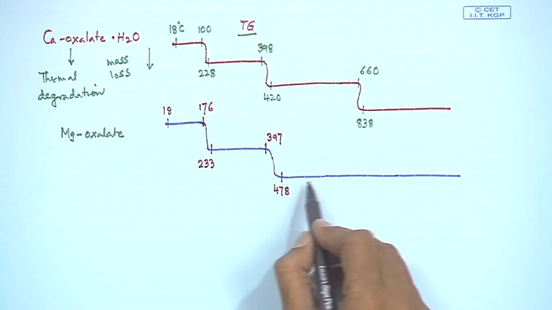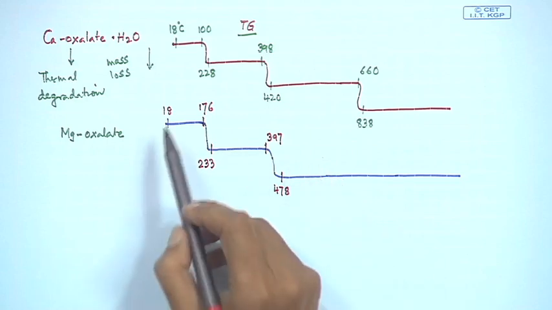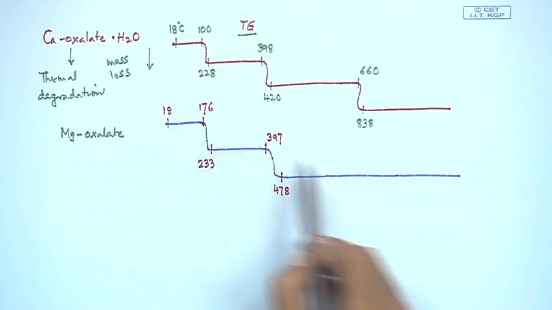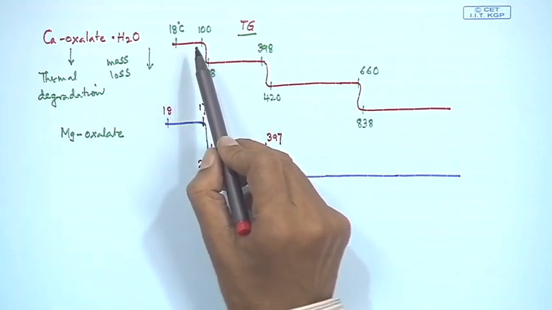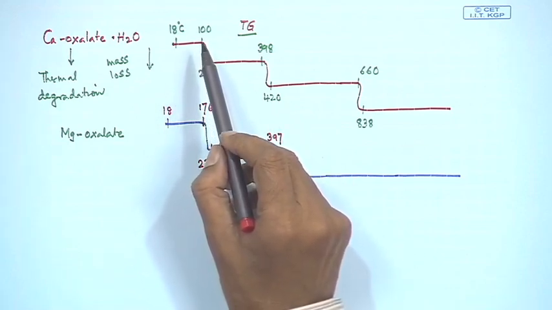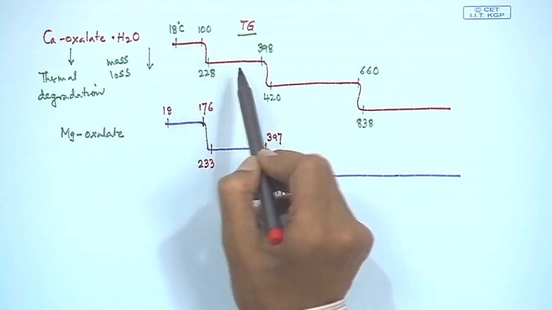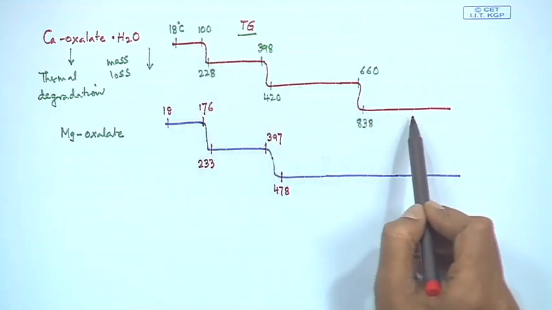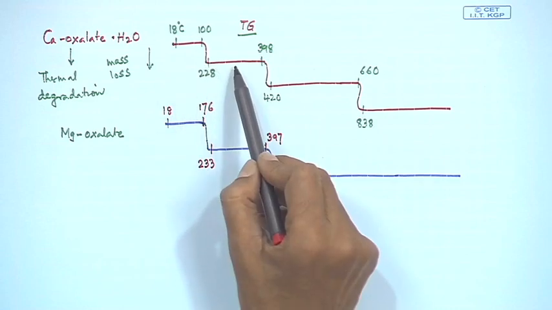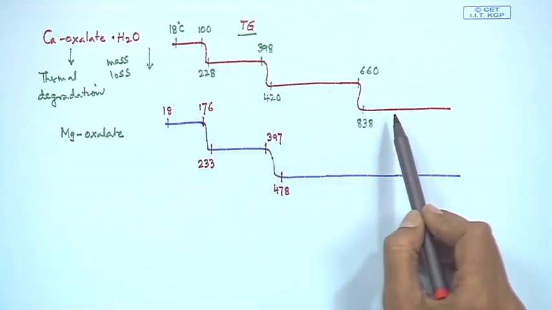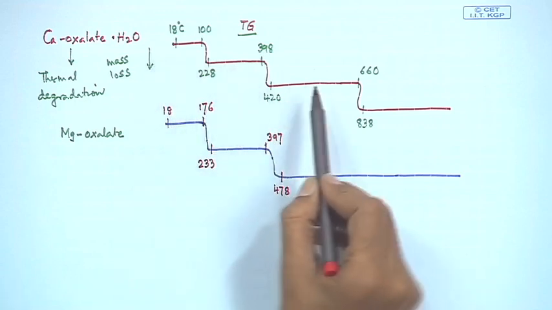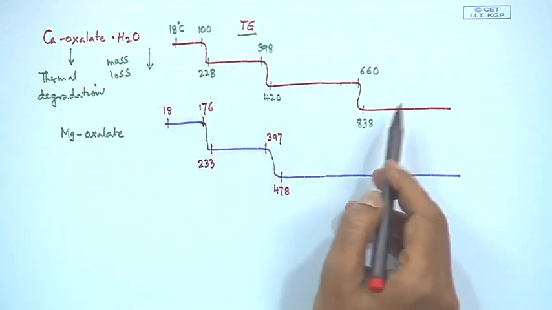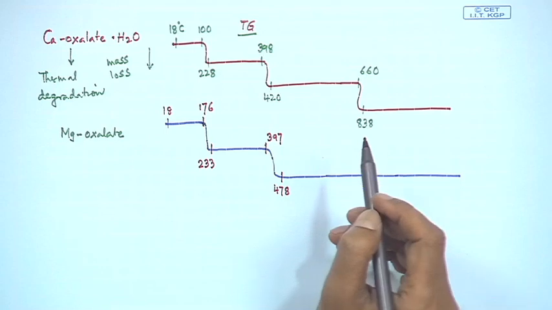That means, whatever is formed at this point. So, we have A, then B, then C, and previously in case of calcium oxalate, what we have seen is that we can get these 1, 2, 3, 4 samples, that means compound A, compound B, compound C and compound D. And all these transformations from A to B, B to C, C to D are accompanied by some mass loss.